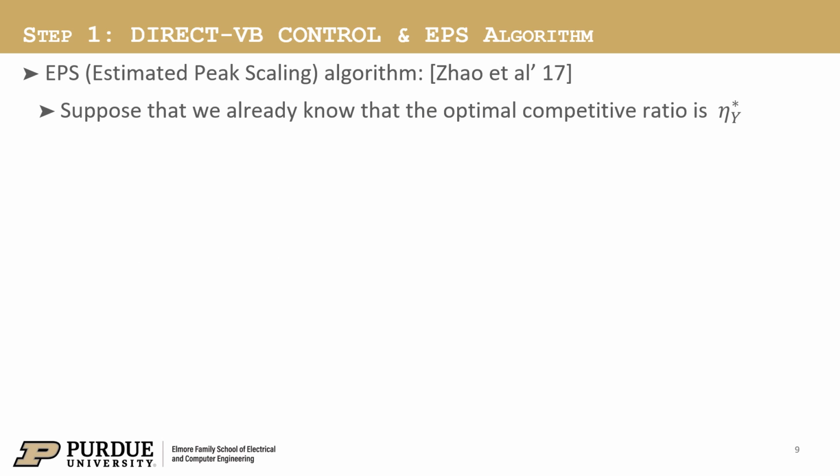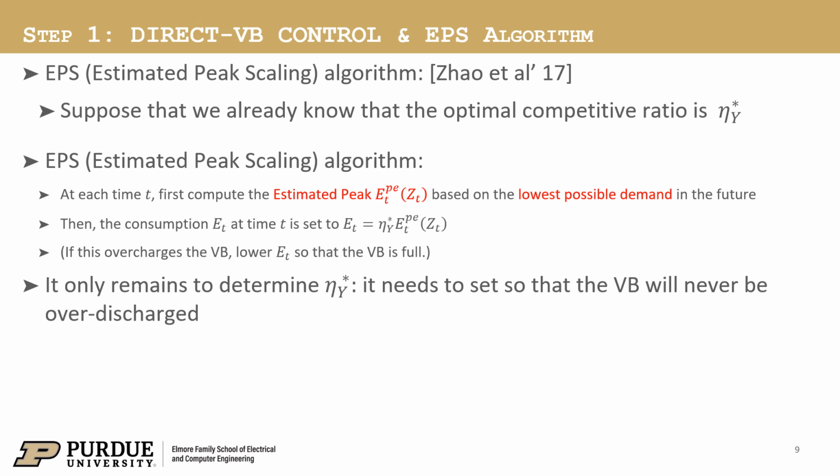So for the direct load control, we adopt the EPS algorithm. EPS stands for estimated peak scaling. We take a method similar to this reference here and change it to work for our setting. The idea of the EPS algorithm is as follows. Assuming that we know the optimal competitive ratio eta y star, at each time t, we first compute the estimated peak based on the lowest possible demand in the future. Then the consumption E_t at time t is set to be eta y star times the peak estimation. If this decision overcharges the VB, we will lower E_t so that the VB is full. So it only remains to determine eta y star, so that it needs to be set such that the VB will never be over-discharged.